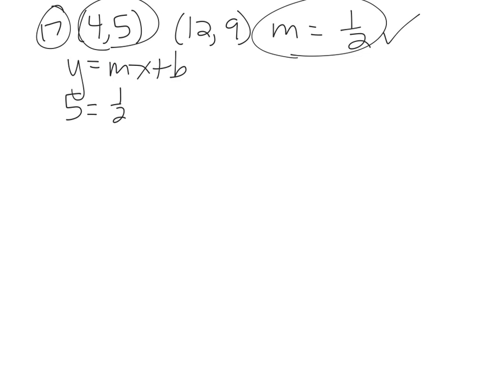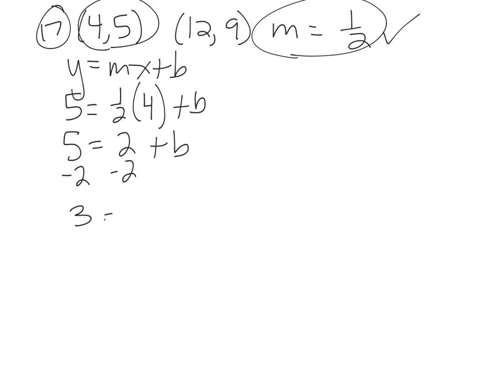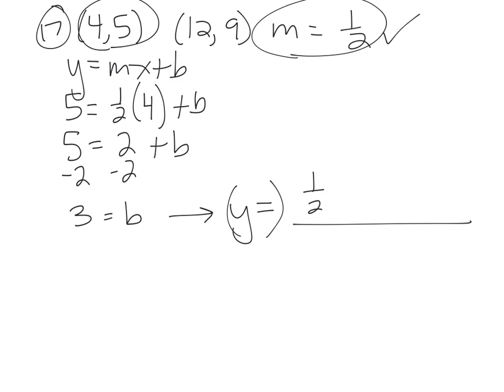5 equals 1/2 times 4 plus b. Half of 4 is 2. Take away 2. So b is 3. So my equation is y equals, and they already enter that, so they just want you to enter the mx plus b. M is 1/2, so 1/2 x plus 3.